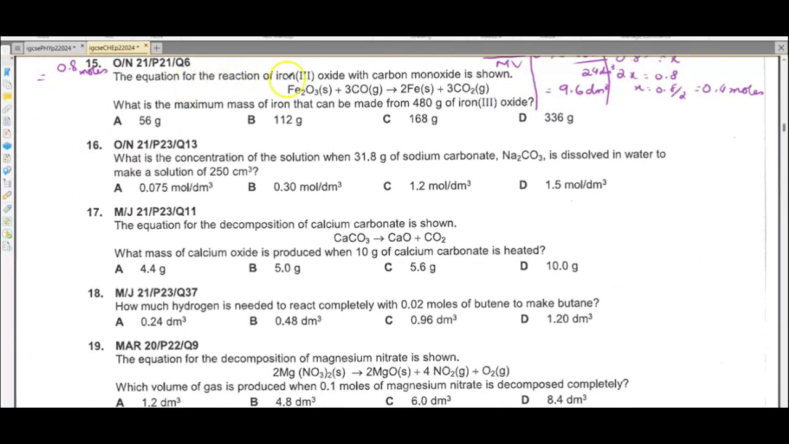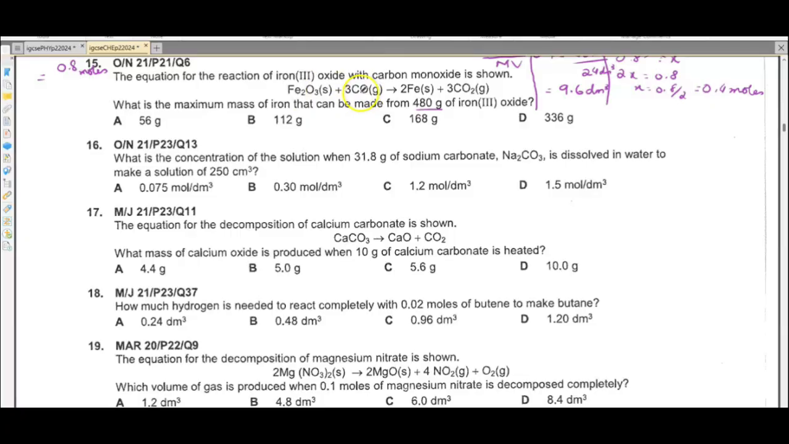The equation for the reaction of iron 3 oxide with carbon monoxide is shown. What is the maximum mass of iron that can be made from 480 grams of iron 3 oxide? Okay. We have the equation. We have our mass of iron oxide, iron 3 oxide to be specific, and we have to find how much iron was produced.